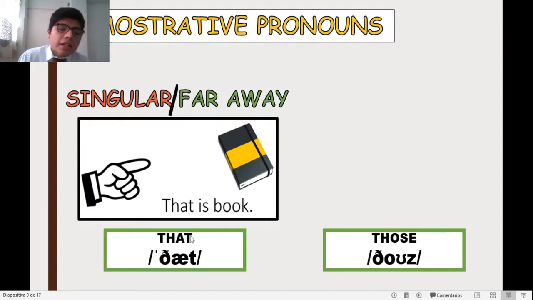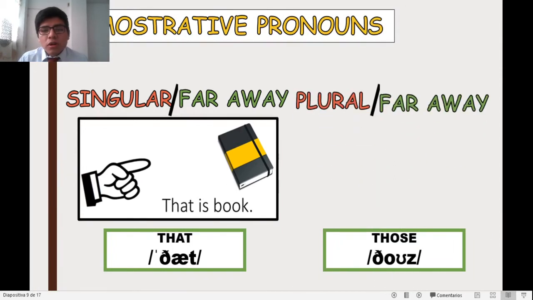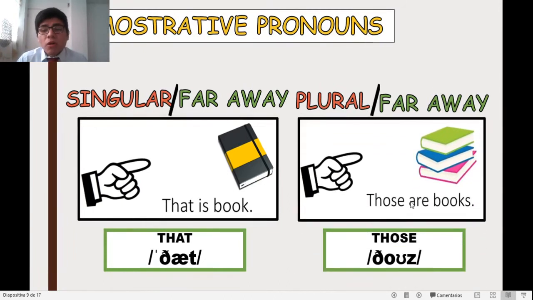Okay? So let's come back to this. This is that and this is those. Those. That's it. And when do you use those? You use those with plural and when some things or people are far away from you. For example, you have those are books because they are far away from you. Those are books.